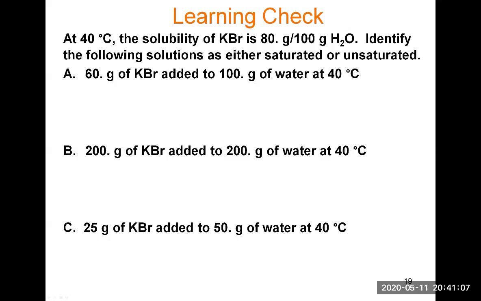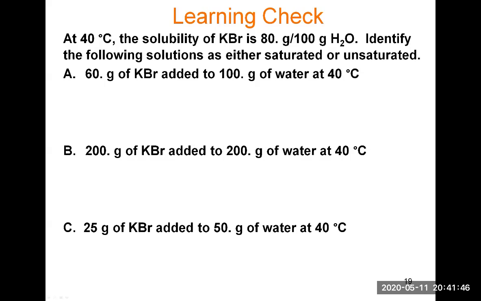So what matters here is the solubility of KBr is 80 grams per 100 grams of water. So that's the maximum amount you can have for 100 grams of water. So for example, when you're told there is 60 grams of KBr added to 100 grams of water, you have to think, does it exceed the maximum amount or is it below? And so here we are adding that to 100 grams of water, which is what the solubility is using as a reference amount for the solvent.